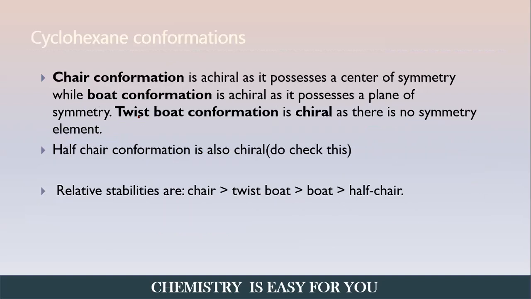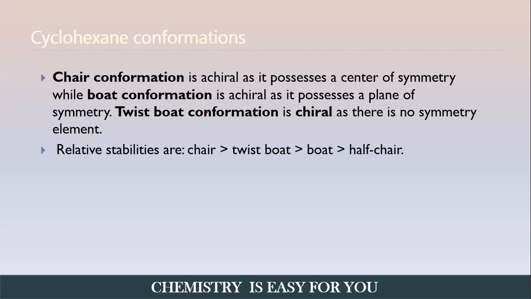As I have said, chair conformation is not chiral because it has a center of symmetry, and boat conformation again is not chiral because it possesses a plane of symmetry, but twist boat conformation is chiral because there is no symmetry element at all. And also the relative stabilities of these are chair greater than twist boat, greater than boat, greater than half chair. So this question is usually asked like which of the following conformations of cyclohexane is chiral. That time you have to choose the answer twist boat conformation because it is chiral without a symmetry element.